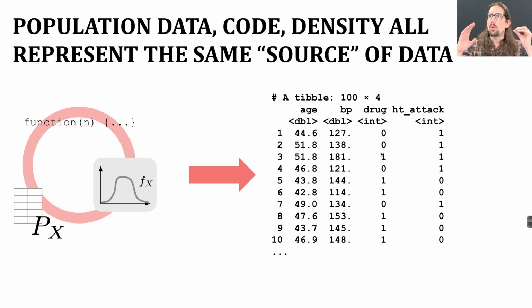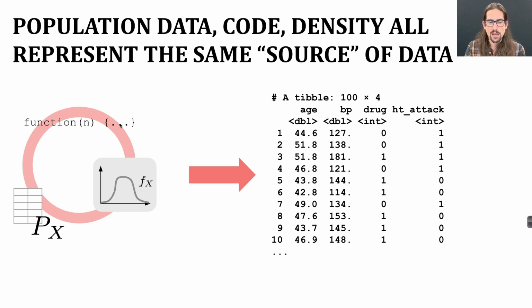So I want you in your head to imagine these things as all different views on the same object. Really there's just the distribution of these variables in the population. You can think of that as the population data set. You can think of that as code that you can call upon to draw samples. You can think of that as a density. But all of it is representing some kind of source of data.